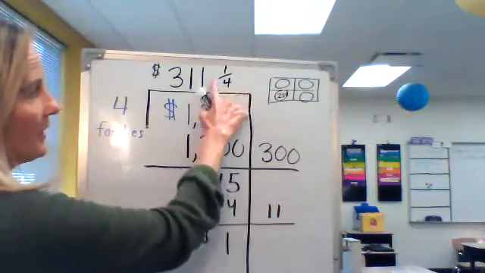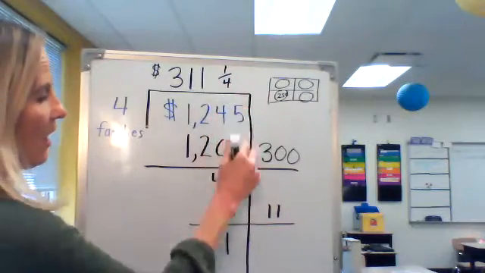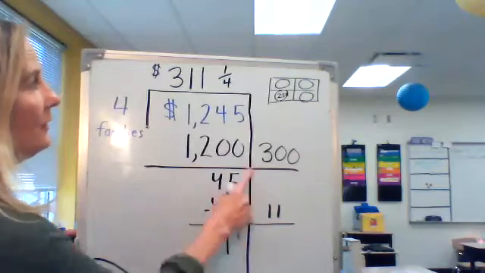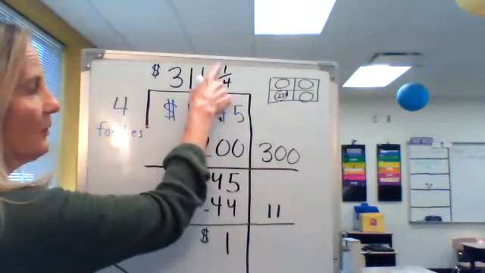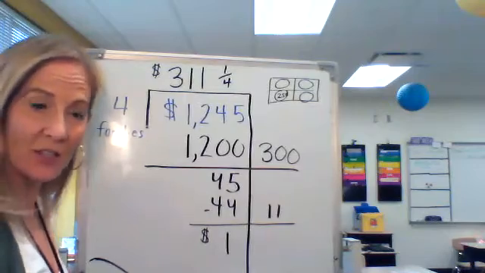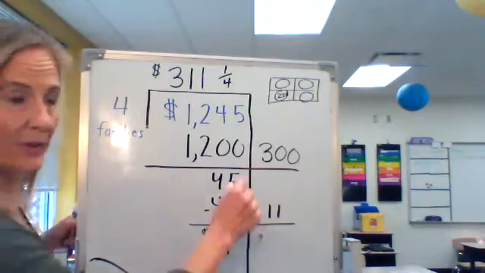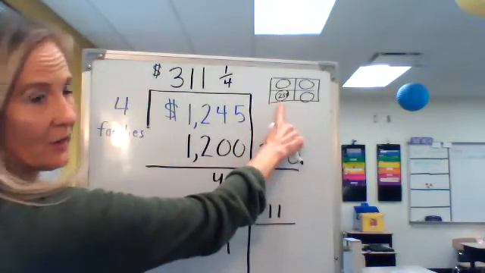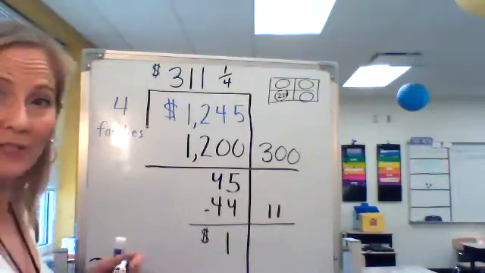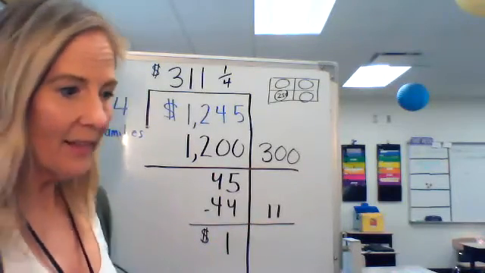So in order to represent the remainder as a fraction, all I need to do is have the remainder over the divisor. The remainder over the divisor will automatically give me a fraction that is true. They really did get 1/4 of $1. So every family got $311.25. Okay, let's do another one.